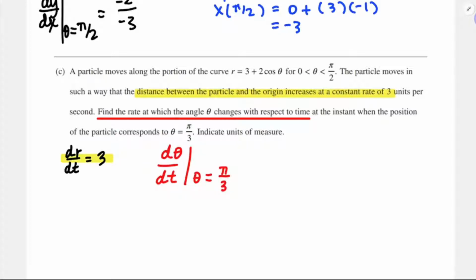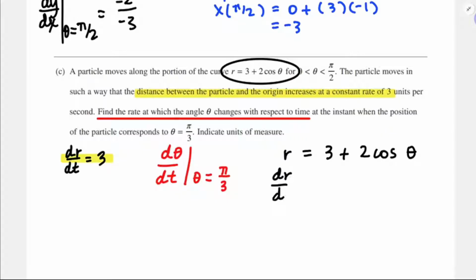Okay, now what we've got is an equation for r and theta, and we've got dr/dt, and we want d theta/dt. So what we need to do is take the derivative of this original equation right here with respect to time. Okay, so r equals 3 plus 2 cosine theta. Now we're taking the derivative with respect to time.